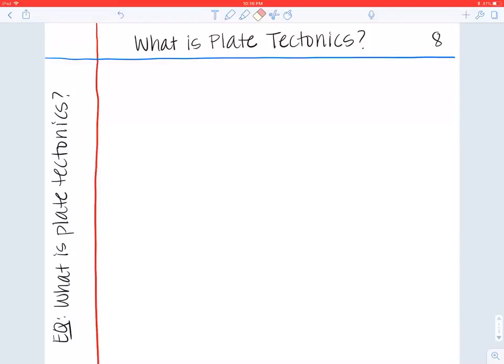Hey guys, today we're going to be looking at the theory of plate tectonics. So go ahead and set up page 8 in your notebook to look like this. Title it, What is Plate Tectonics? And in the margin of page 8, write today's essential question, what is plate tectonics?